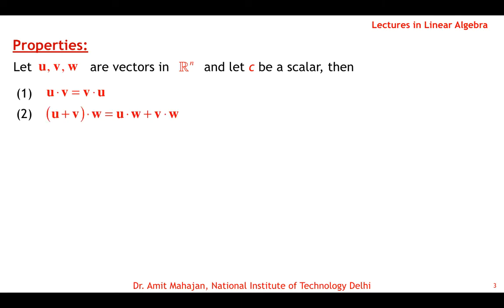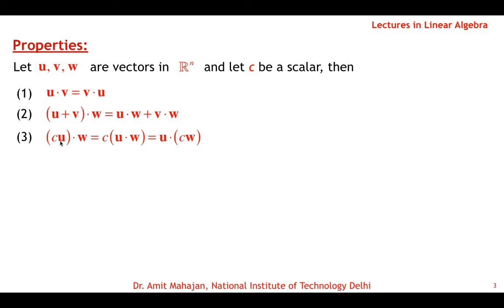Second, the associativity, that you add two vectors and then take the inner product with the third vector, or you take the inner product of the first vector with the third and the second vector with the third and then add those scalars. They give the same value. Okay, so associativity also holds.